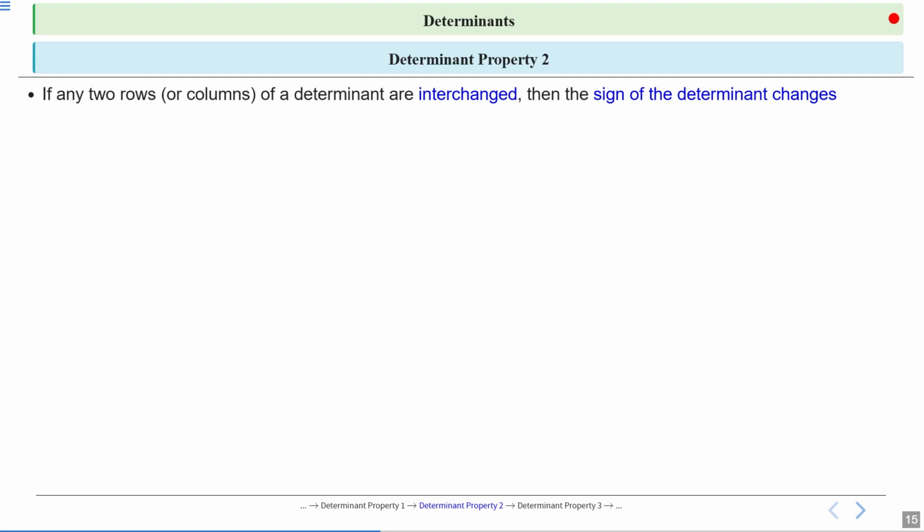Now, property 2 is: if any two rows or columns of a determinant are interchanged, then the sign of the determinant changes. So if you take any two rows and just interchange them, or take any two columns and interchange them, then the sign of the determinant changes. If it is positive, it becomes negative, and if it is negative, it becomes positive.